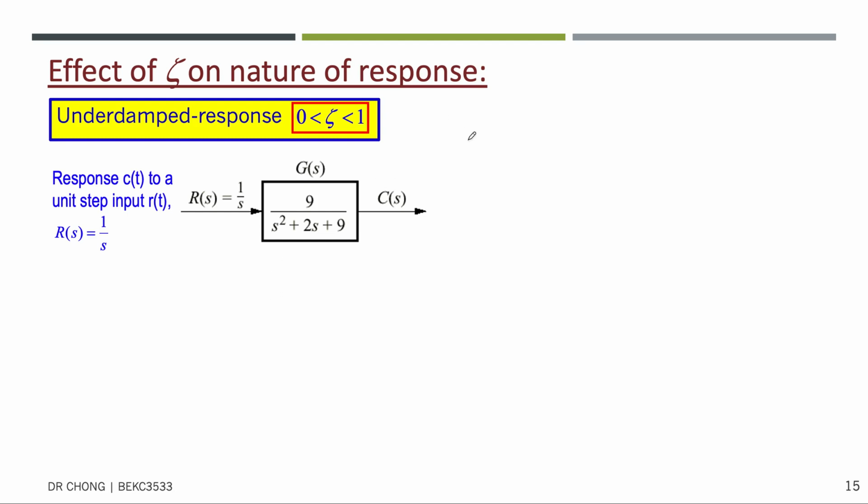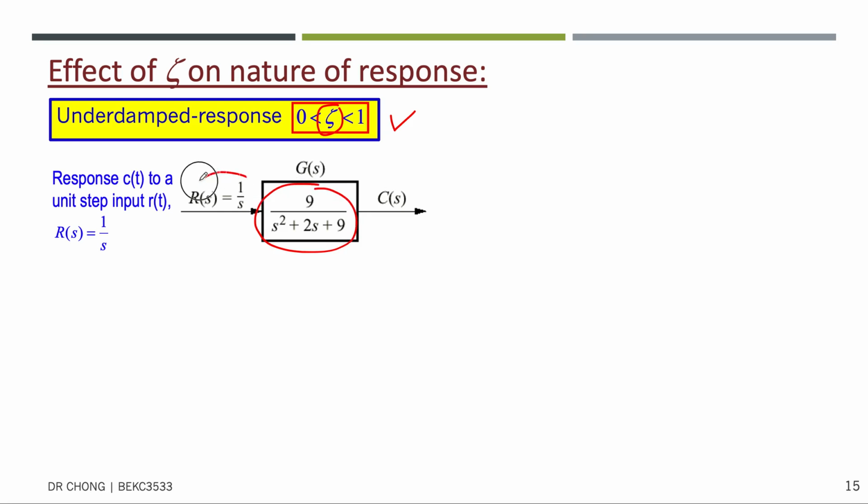In this coming slide, I will show you the effect of the damping ratio on the nature of response. Underdamped response is where your zeta is between 0 and 1. So let's look at one transfer function.